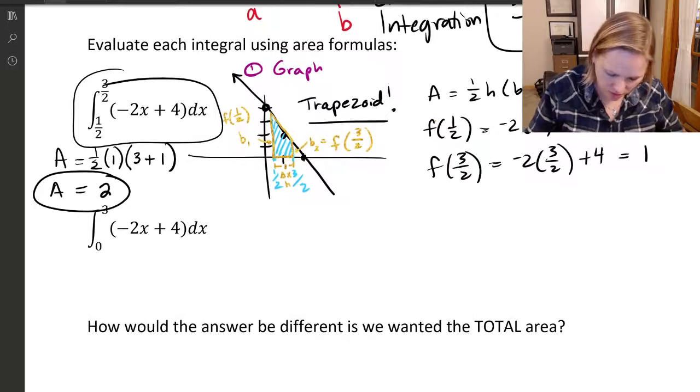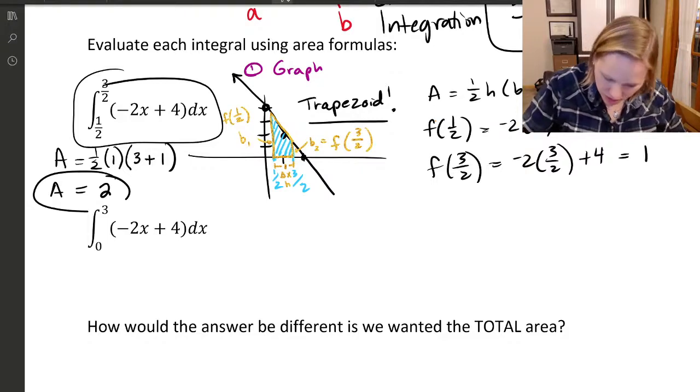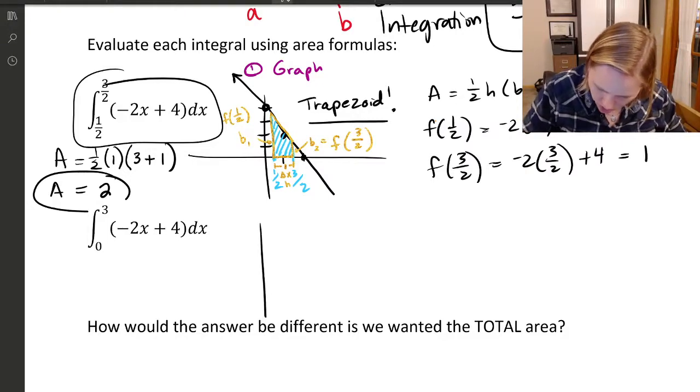Let's try this integral, and we're going to find the area under this equation from 0 to 3. So it's the same graph, which is nice. 1, 2, 3, 4, 1, 2.